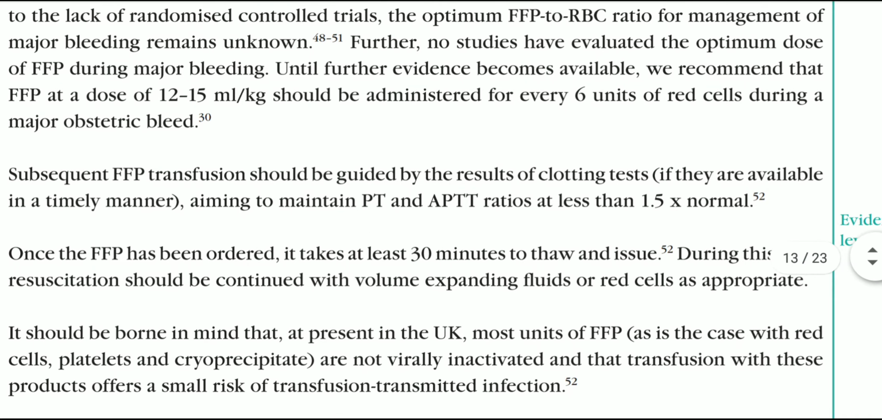Okay, so for every 6 units of blood transfusion, FFP at the dose of 12 to 15 ml per kg should be given. We should remember this point. And subsequent FFP transfusion should be guided by the results of the clotting test if they are available in a timely manner, aiming to maintain the PT-APTT ratio less than 1.5 times normal. And if it's more than 1.5 times normal, we should transfuse more FFP.